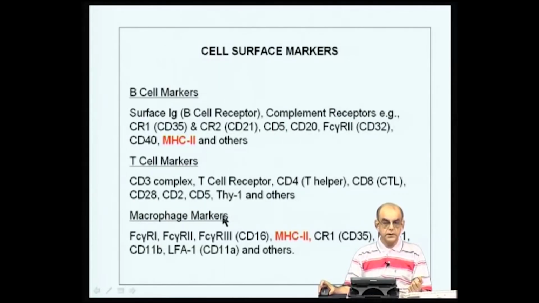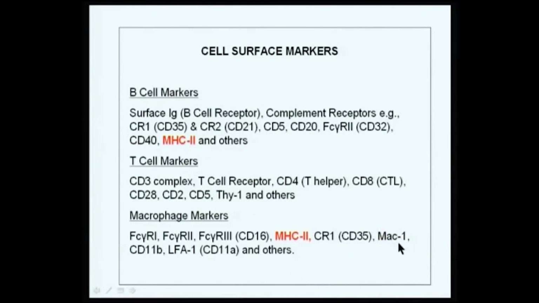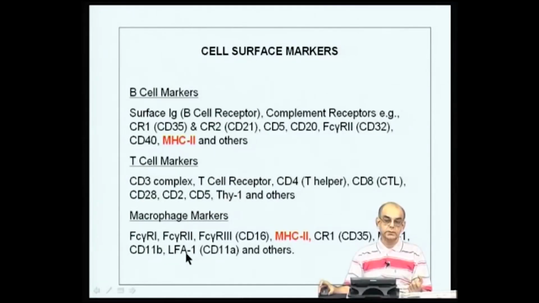Now, the macrophage markers constitute different types of Fc receptors, for example, Fc gamma receptor 1, Fc gamma receptor 2 and Fc gamma receptor 3. This Fc gamma receptor 3 is also known as CD16. MHC2, we will come to MHC2 in a little while, that is the reason why I have marked this in red. Complement receptor 1 like CD35, as was mentioned earlier, the MAC1, the CD11B, the LFA, standing for lymphocyte function associated molecules, LFA1 which is also known as CD11A, and others.